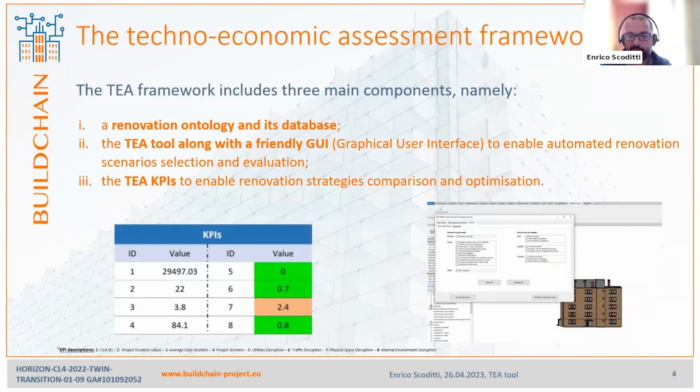The techno-economic assessment framework includes three main components, which are namely a renovation ontology and its database. Second, the TIA tool along with a friendly graphical user interface to enable automated renovation scenarios selection and evaluation, and the TIA KPIs to enable renovation strategies comparison and optimization.